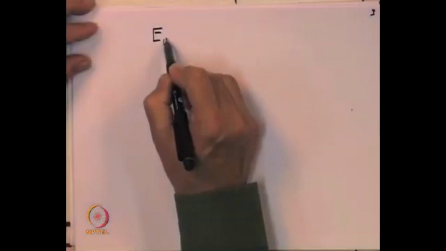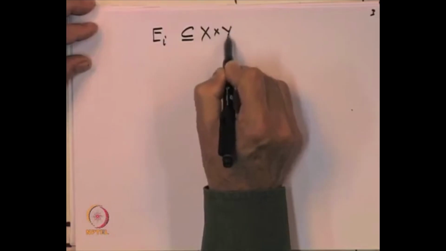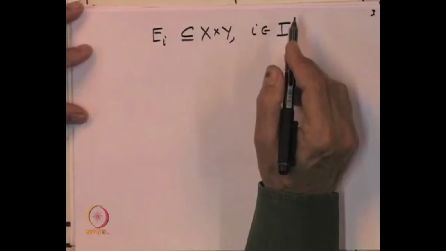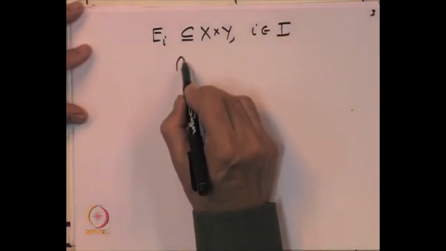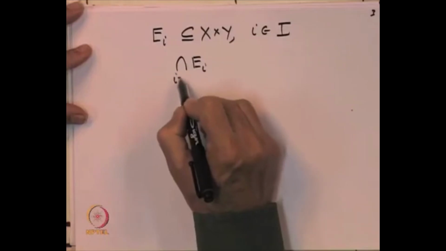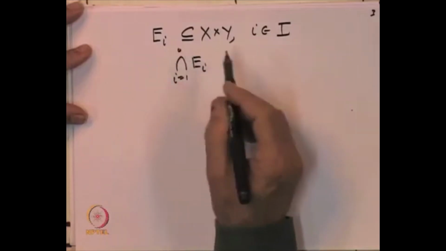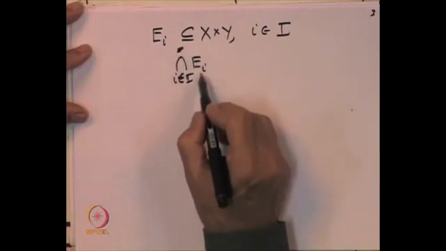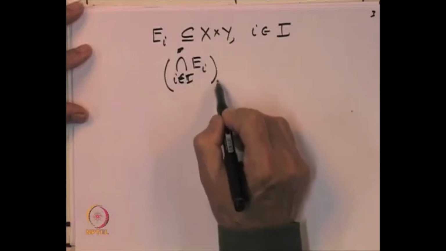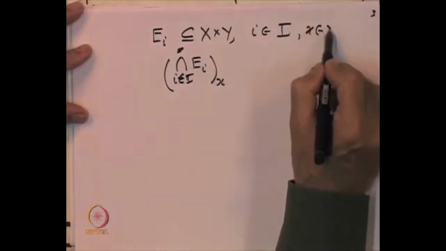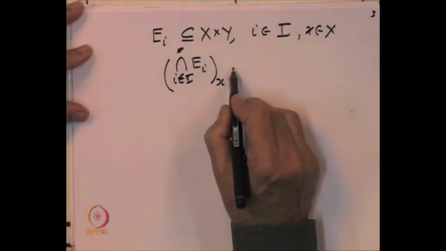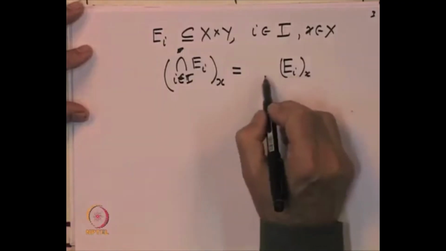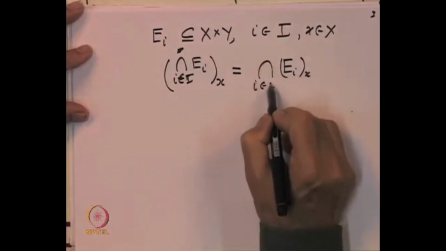So, E i's are subsets of X cross Y, i belonging to some indexing set I. We want to take the intersection of the sets E i, i belonging to I, and then take its section at a point x. So, let us take a point x belonging to X. We want to show that this is the same as first taking the section of every set E i at x and then taking the intersection, i belonging to I.